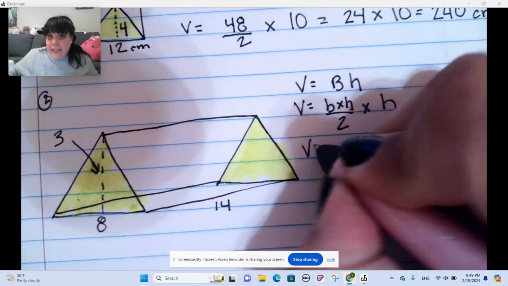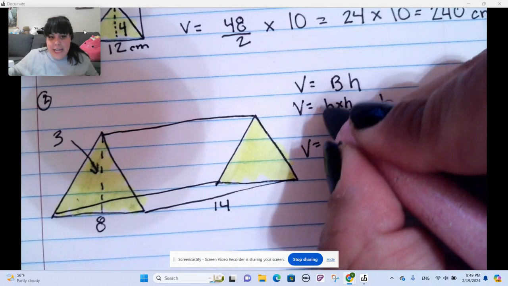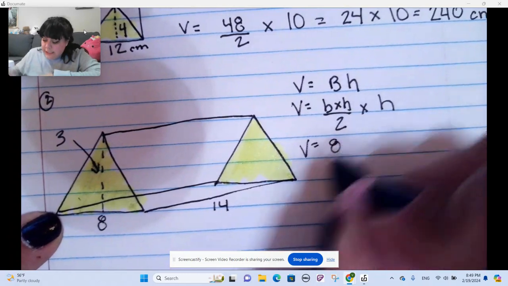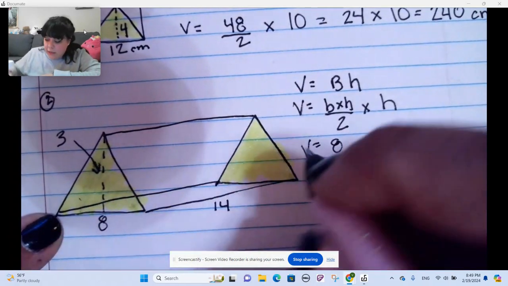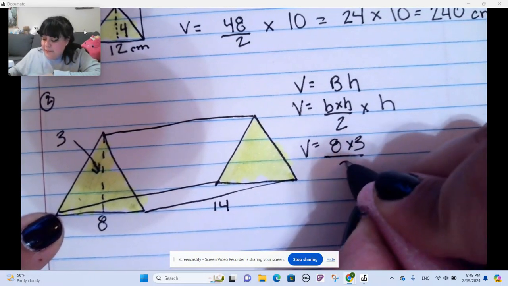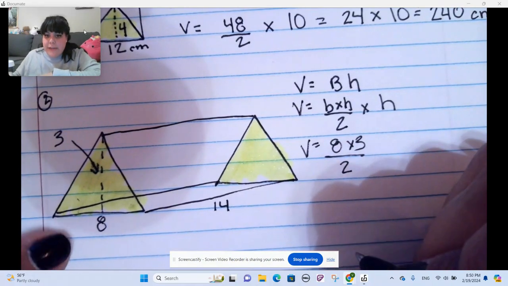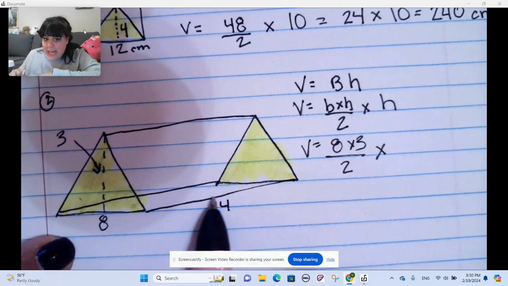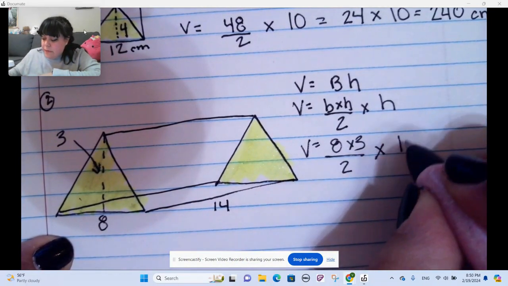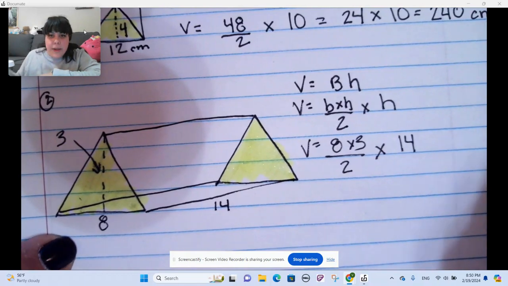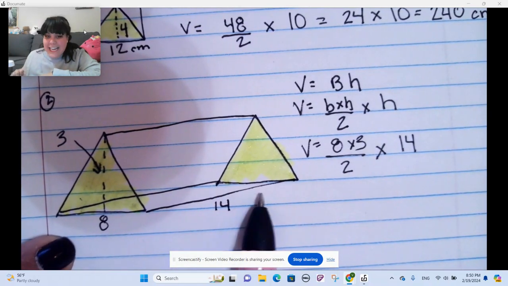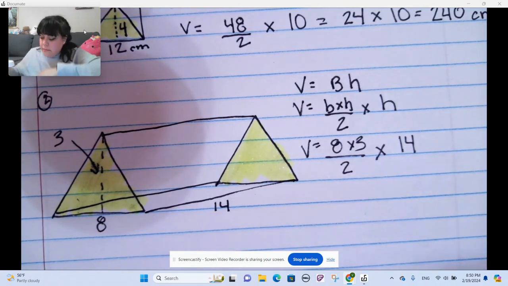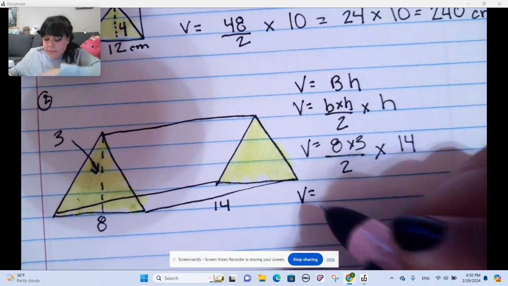So let's fill everything in. My triangle, I'm looking at my base, which is 8, times my height, which is 3. And I'm going to divide that by 2 because it's the area of a triangle. And I'm going to multiply that by the height of the prism, which is 14. I know it's kind of weird thinking of 14 as a height because it's laying down, but just pretend it's standing up. All right, so let's continue.